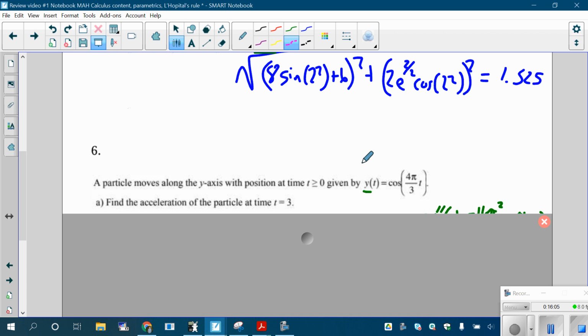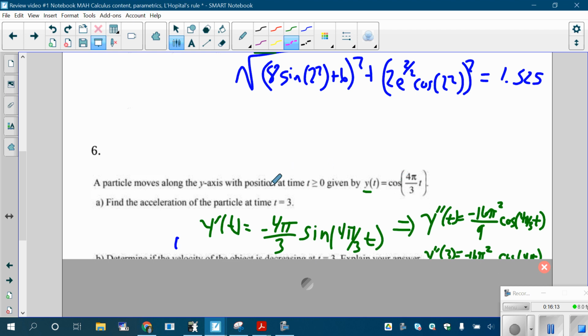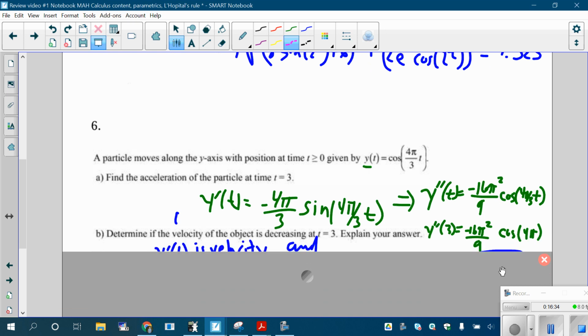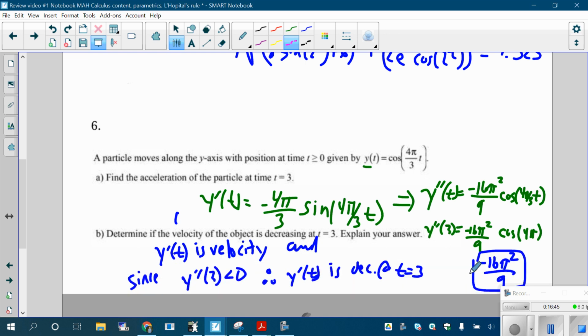If I have position, how do I find acceleration? Well, acceleration is the second derivative of position. So I'm going to take my position. This is a non-calculator question. I'm going to do the derivative. Don't forget chain rule. This y prime is my velocity function. In order to get the acceleration, I need to do the derivative of that. Again, don't forget the chain rule. It's asking me the acceleration at time 3. I'm going to throw in 3. I'm going to get cosine of 4 pi. 4 pi is coterminal with 0. Cosine of 0 is 1. So my answer is just negative 16 pi squared over 9.